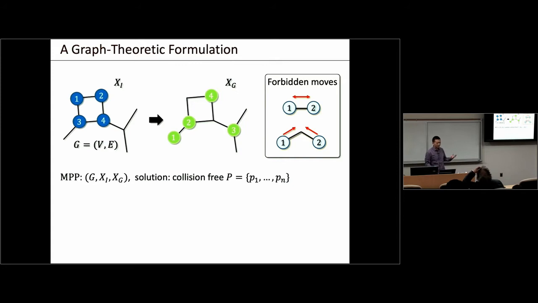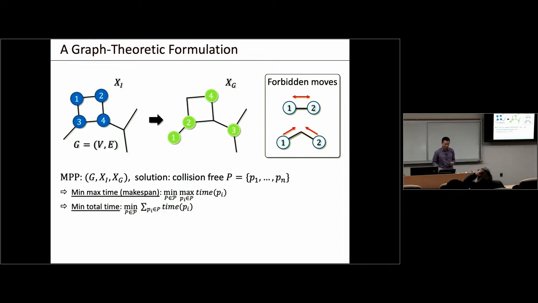But other than these, other moves are kind of valid. So for this basic problem, we examine several common objectives. A most natural one probably is minimizing the max time, also known as the makespan. That is the task completion time of the task. We can also try to minimize the total summation of the completion time of individual robots.